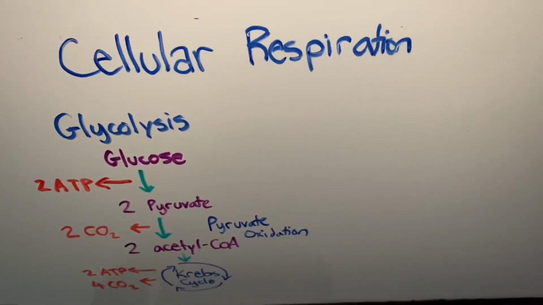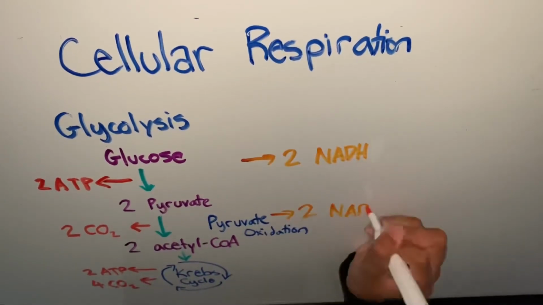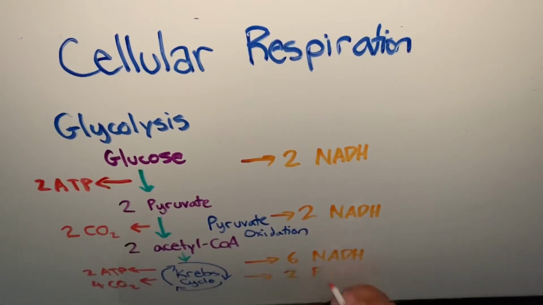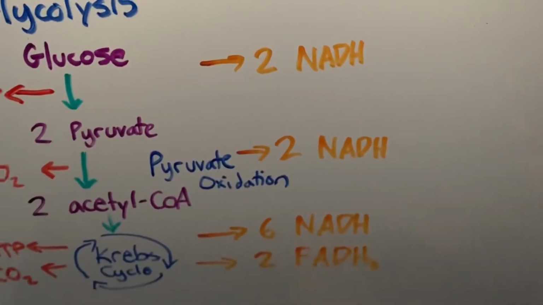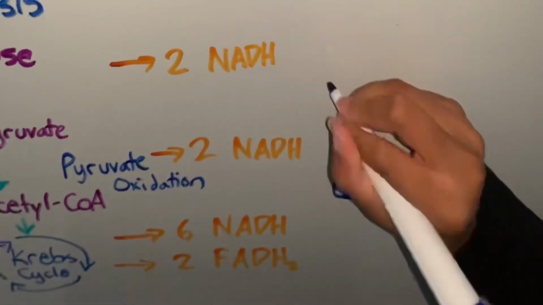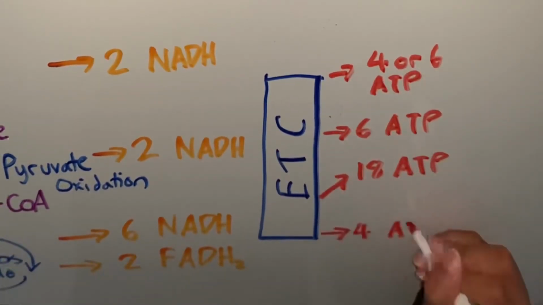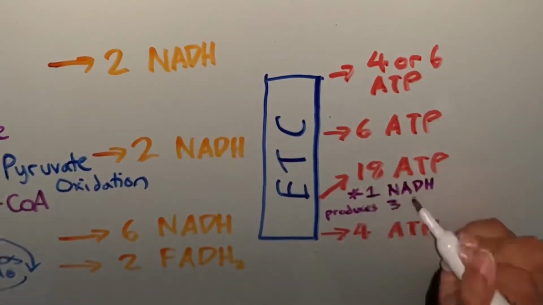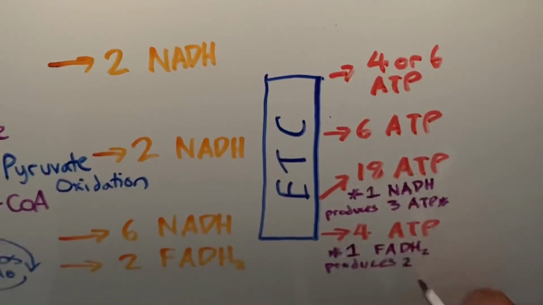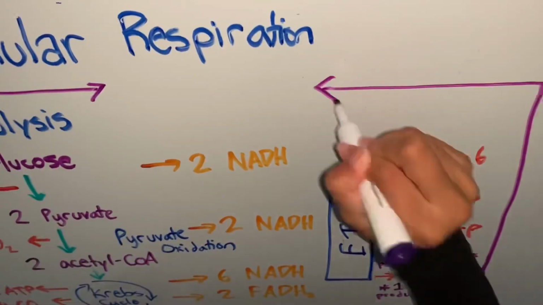The most ATP is produced in the electron transport chain due to the oxidation of the energy carriers NADH and FADH2. NADH produces 3 ATP in the ETC because it releases 3 hydrogen ions. FADH2 produces 2 ATP in the ETC because it releases 2 hydrogen ions.